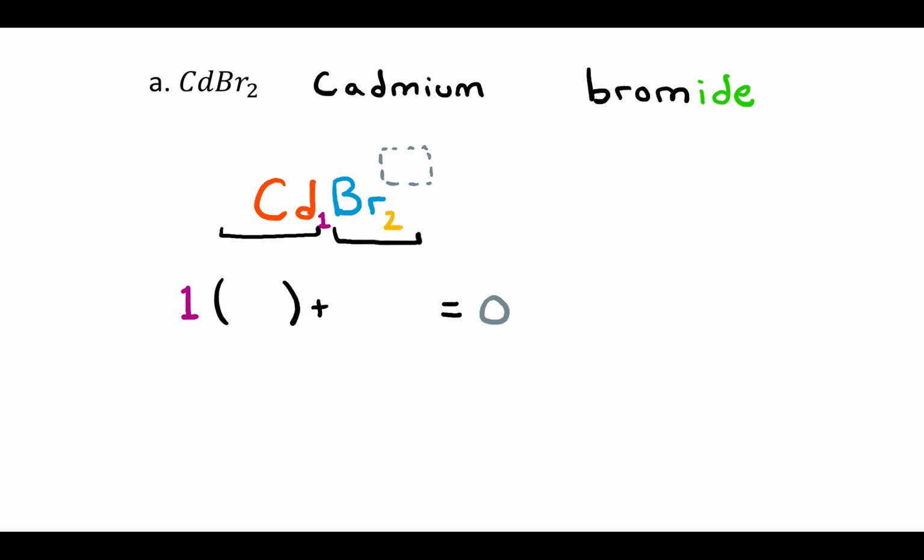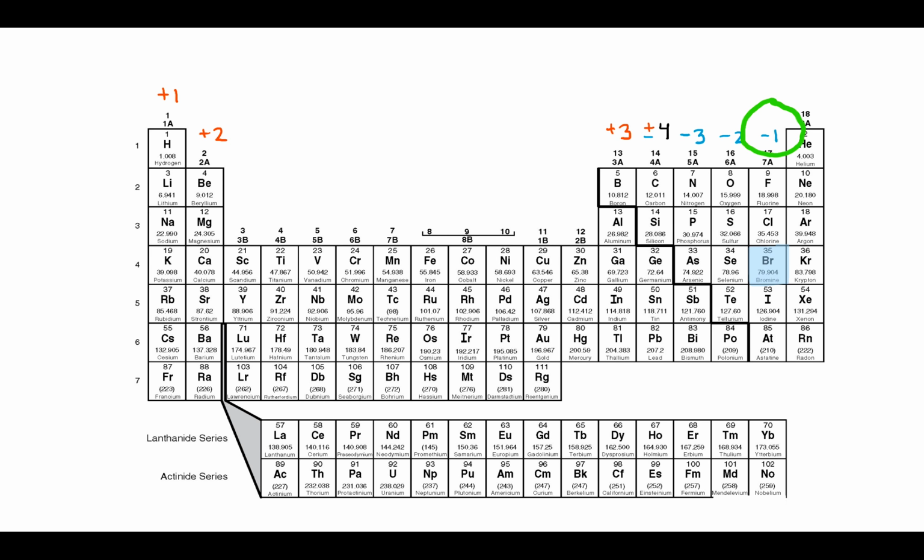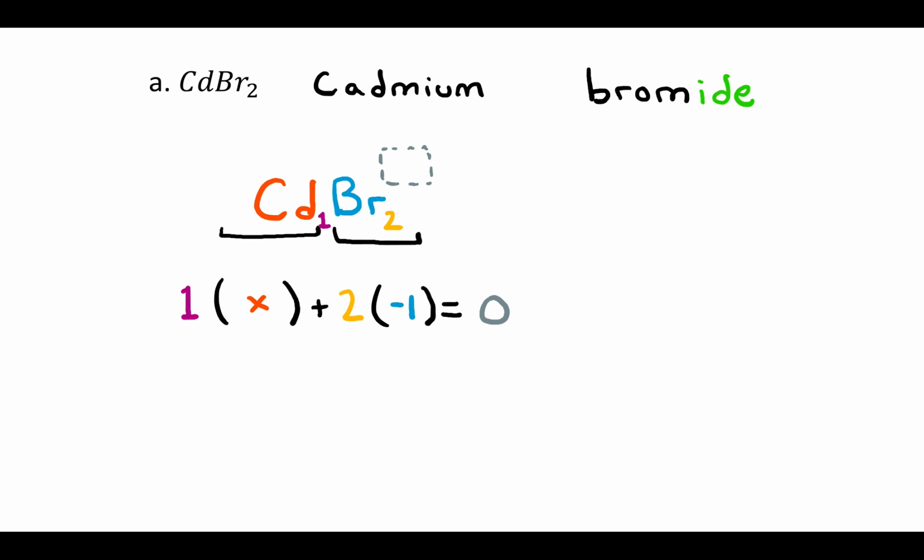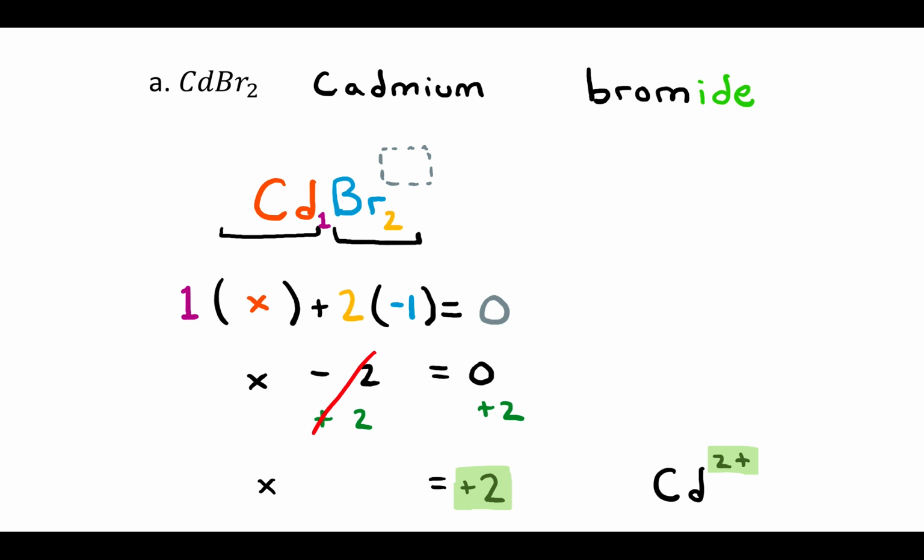And I don't know the charge on cadmium. So the way you say I don't know in math is X. I have two bromines. And the charge on bromine, because it's in group 7A, is -1. So I'm going to put a -1 in for the charge on bromine. So now I have X - 2 = 0. Add 2 to both sides. It cancels on the left, and you get X = +2. That +2 is the charge on cadmium in this compound.